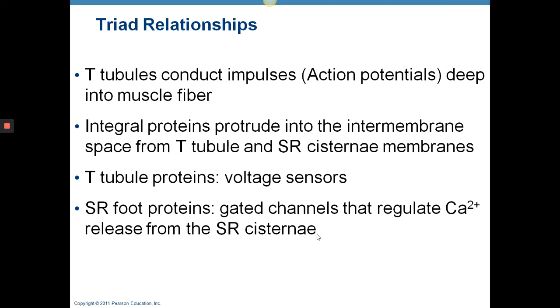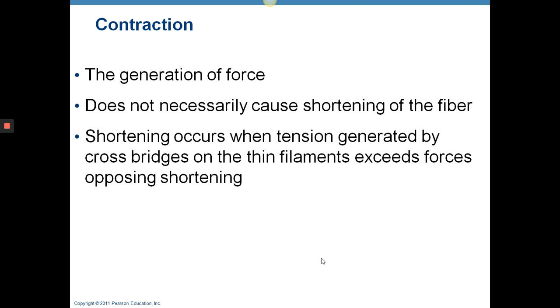All right, so again, the T-tubules are going to conduct the action potentials deep into the muscle fiber. And then again, that's going to open up those gated channels that regulate calcium release from the sarcoplasmic reticulum. So again, it's that signal, that action potential, that gets the muscle prepared to contract. It's what's going to stimulate the muscle to open those calcium channels and allow calcium to bind to troponin and tropomyosin and induce the contraction phase. So contraction is simply the generation of force, and it doesn't necessarily cause shortening of the fiber. It usually does, but it doesn't always have to. We're going to go over the different types of muscle contraction here in the next video.